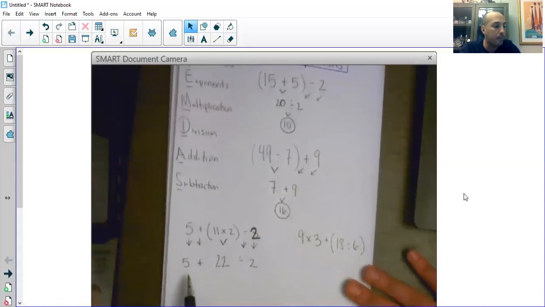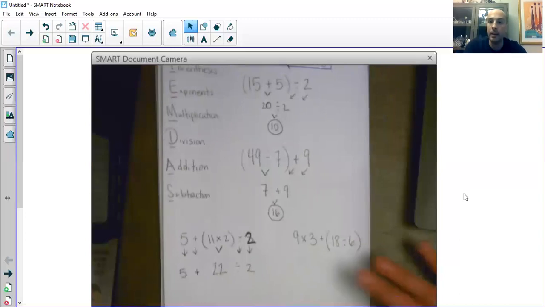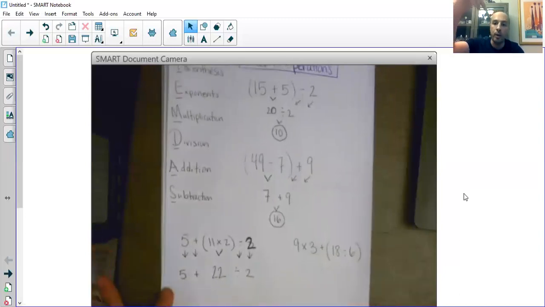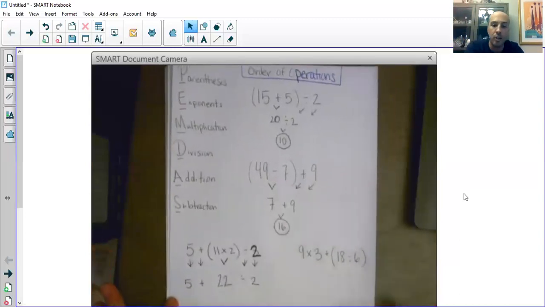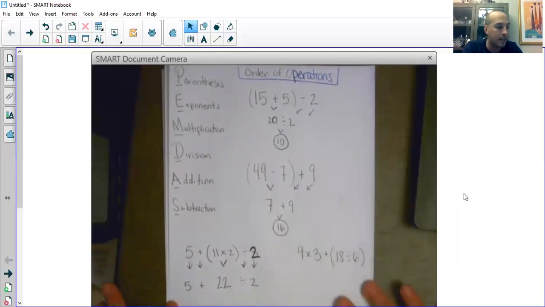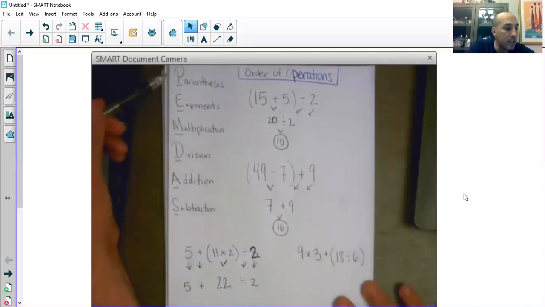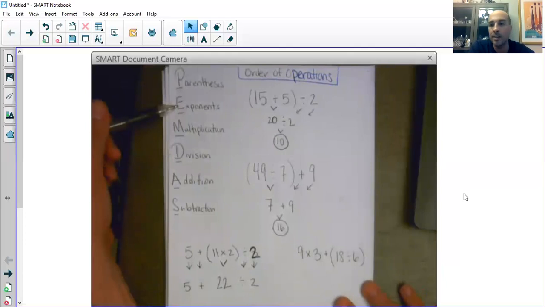Now I have 5 plus 22 divided by 2. What am I going to do first? I always refer back to the order of operations to tell me what I do next. So parentheses was first. Exponents we're really not going to deal with in 4th grade. You're going to get to exponents in 5th grade, so we don't really have to worry about that for now.